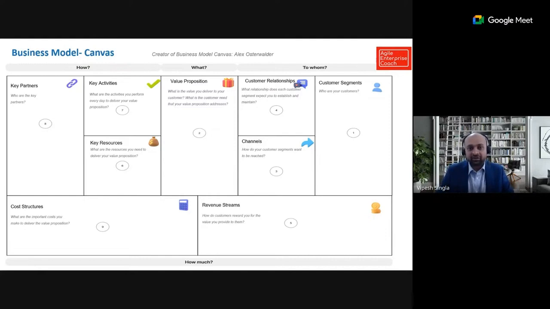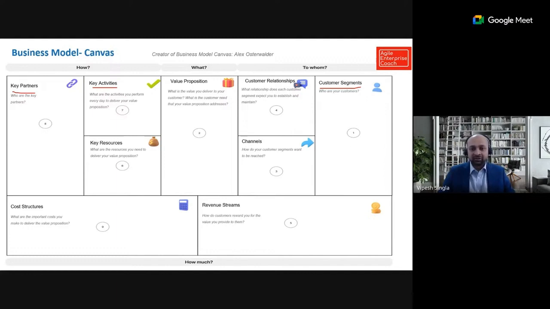The creator of this business model canvas is Alex Osterwalder, and basically it has nine sections. For example, key partners, key activities. Each of these is a section, and let's go through these sections one by one. The first section is the customer segments. Here, obviously, I'm going to describe this from the perspective of a product, as if you are writing this business model canvas for a product.